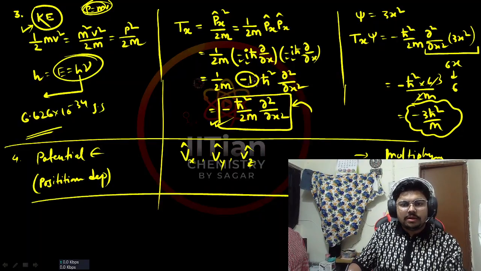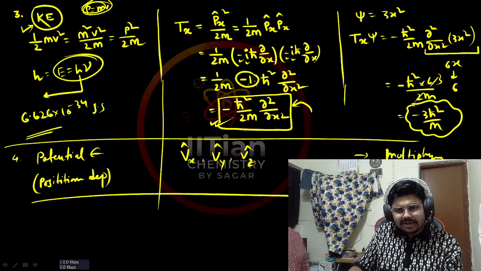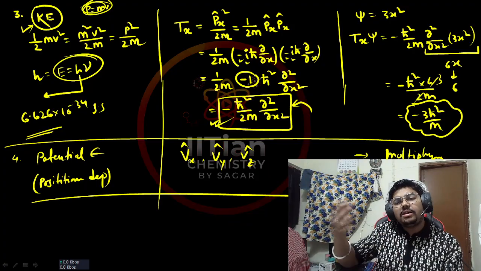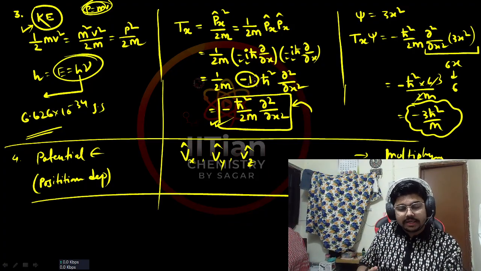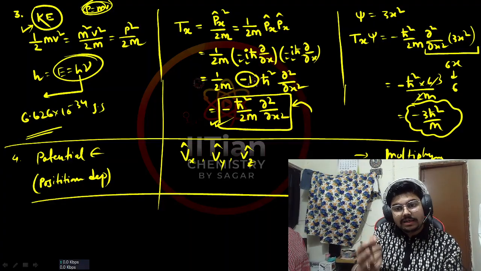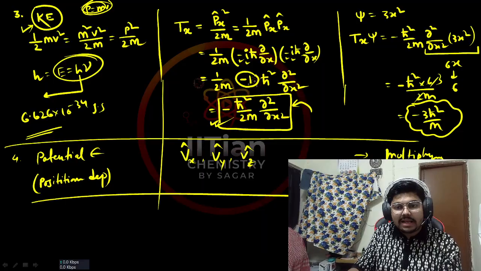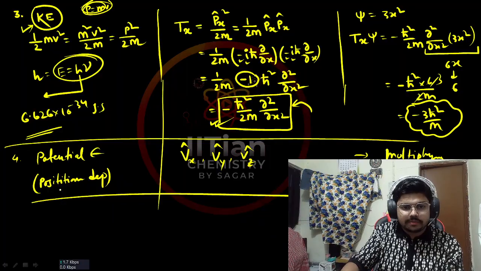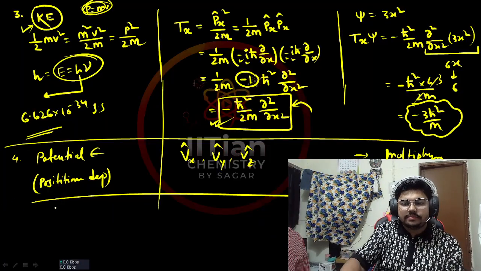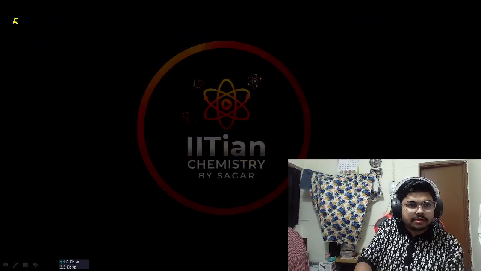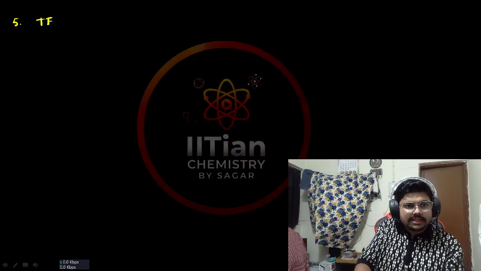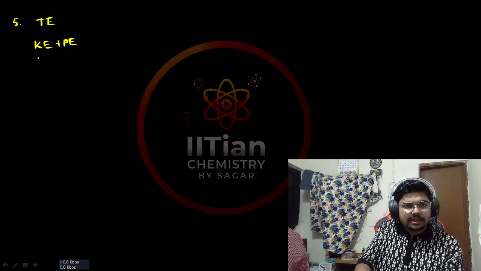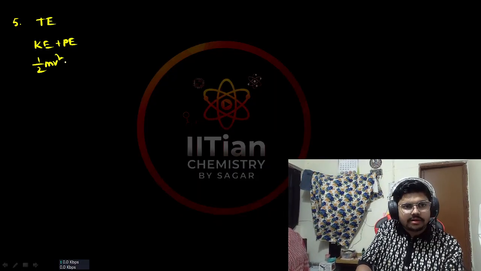Now, if you have a little confusion about why it is multiplying and what it actually means, we will be solving many problems of quantum mechanics, then you will understand what it actually means that it has a multiplying function. Okay. Now the last one will be total energy. Total energy, fifth number. Total energy in classical mechanics means kinetic energy plus potential energy. That means half mv square plus V.